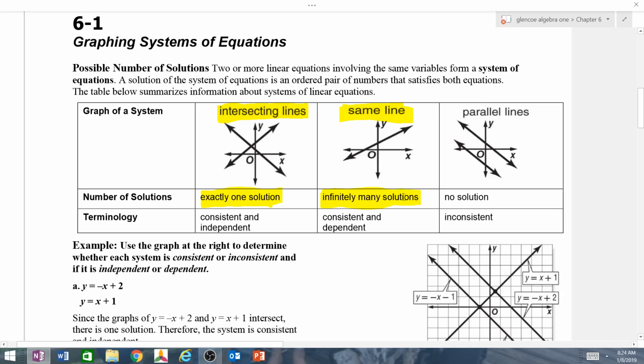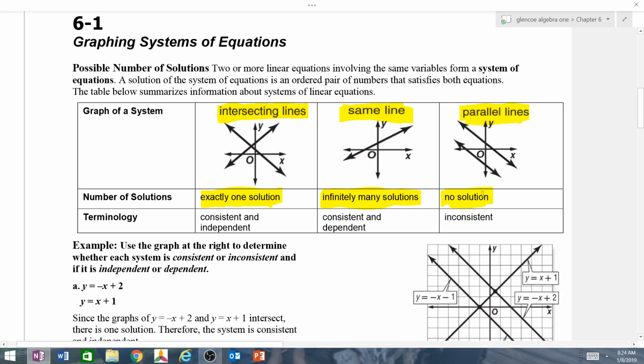And if two lines are parallel, let's see who can remember something about parallel lines. Does anybody know a fact about parallel lines? Yes. They never end. Good. Something else. Perfect. Parallel lines have the same slope. They continue on, and they never meet. So parallel lines have no solution.